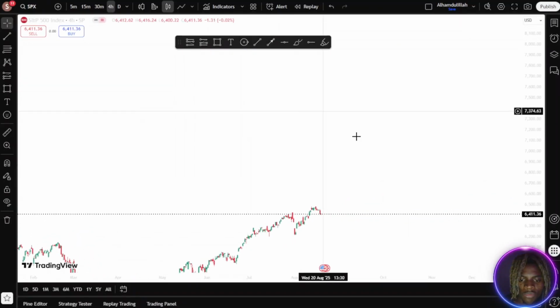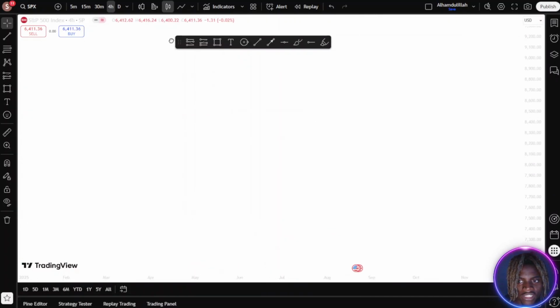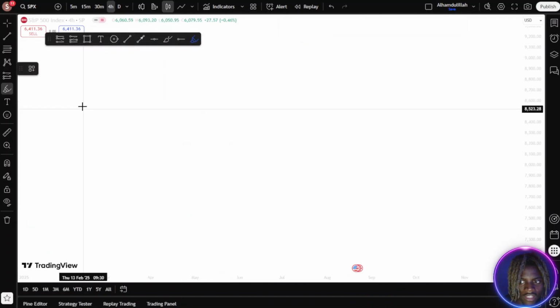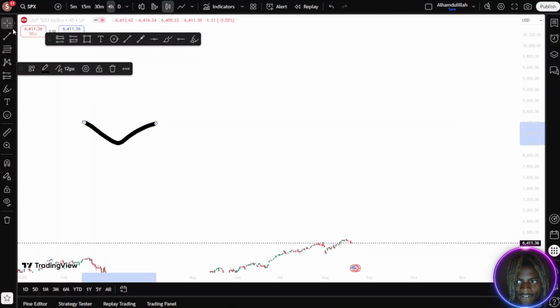Let's talk about what support and resistance is and how we can use it to make some profitable trades within the cryptocurrency and stock market. So let's break down what support and resistance is. Starting off with support, support is going to be an area that looks like a V.